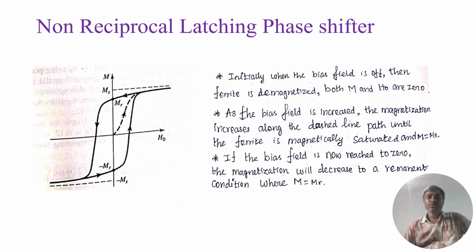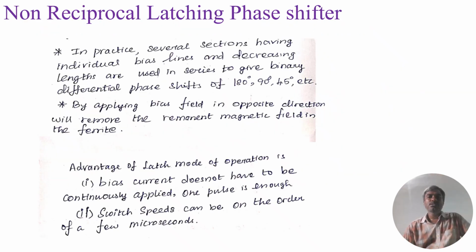Even when you remove the bias current, the magnetic field remains in the saturation state until you apply a current of opposite direction. Using the non-reciprocal latching phase shifter, we are able to achieve different levels of phase shift.